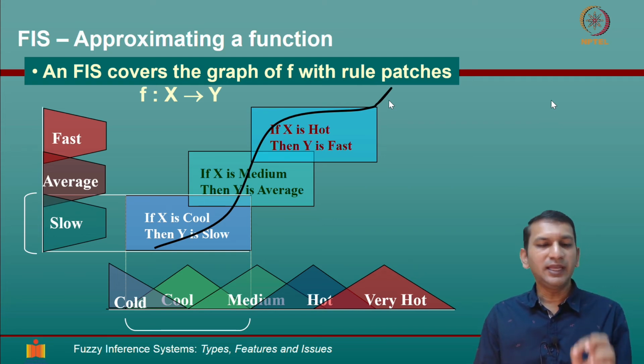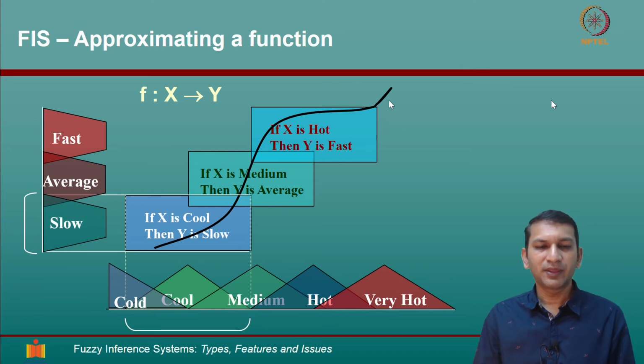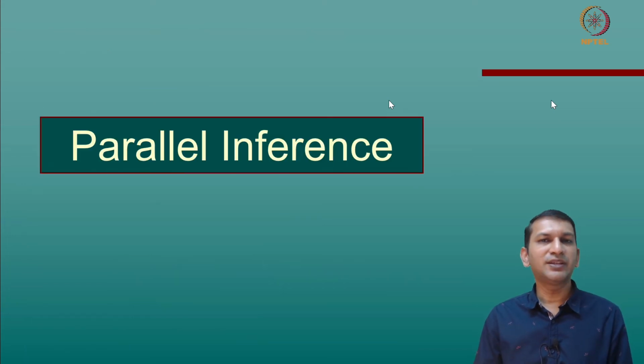So the key takeaway from this graph is an FAS covers the graph of F with rule patches. That should be kept in mind. Okay. Now let's look at how the inference itself is done. Inference is done in a parallel manner.